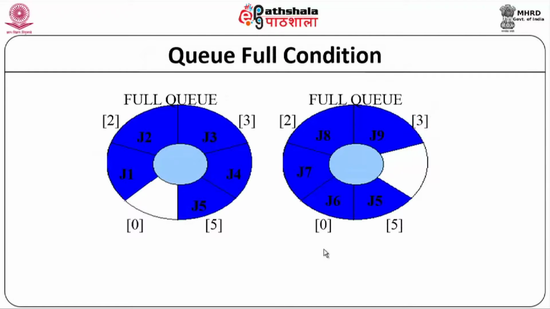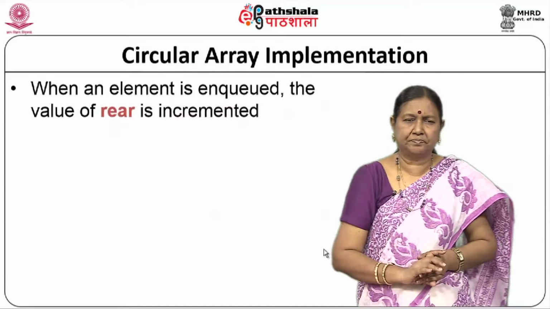Now, this is a full queue. When the queue is full, what happens? Both are full queues. So, here you have 0 and 5 and here you have 3 and 5. The difference is only 1 between the two, 1 in the sense of modular 1. Okay, we will come to that later. So, the full condition is when there is a difference between rear and front of 1, but that difference is not the actual numerical difference, it is the modular difference. We will see. This is the circular array implementation.